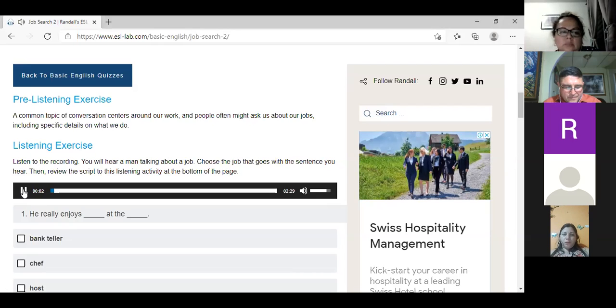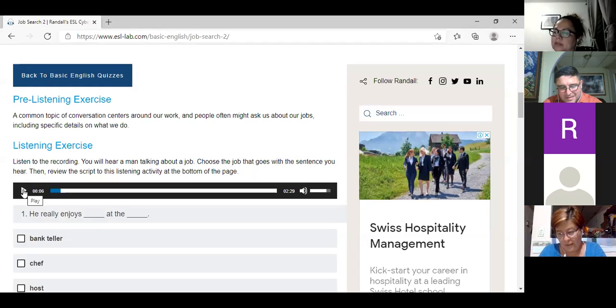Number one. He really enjoys preparing food at the Italian restaurant. ¿Oyen el sonido? Sí. Okay. Él dijo, he really enjoys preparing food at the Italian restaurant. He really enjoys preparing food at the Italian restaurant. A ver, alguien que me traduzca qué dije. Él realmente disfruta haciendo la comida en el restaurante italiano.